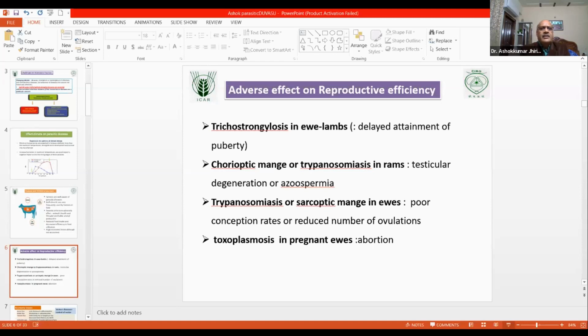There are certain examples, like trichostrongylosis in ewes and lambs, which is responsible for delayed attainment of puberty. Trypanosomiasis in rams and chorioptic mange have been found to be associated with testicular degeneration or aspermia. Trypanosomiasis or subclinical mange in ewes is responsible for poor conception rate or reduced number of ovulations. Toxoplasmosis is very clear in causing abortion in pregnant ewes. So reproductive efficiency is also hampered by a number of parasitic diseases.